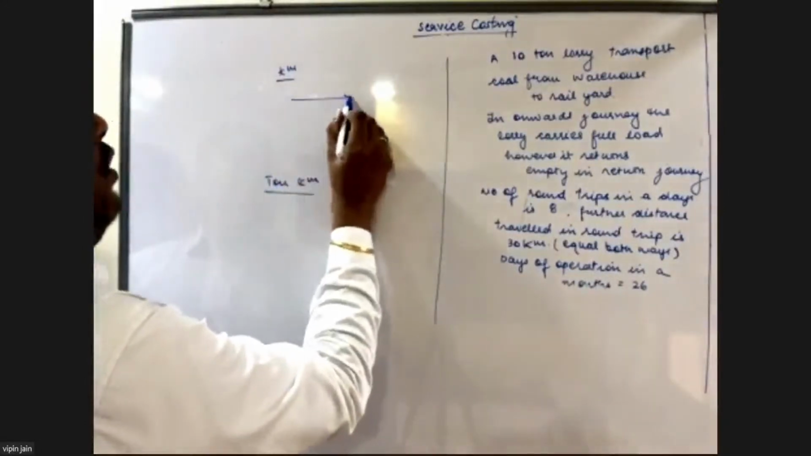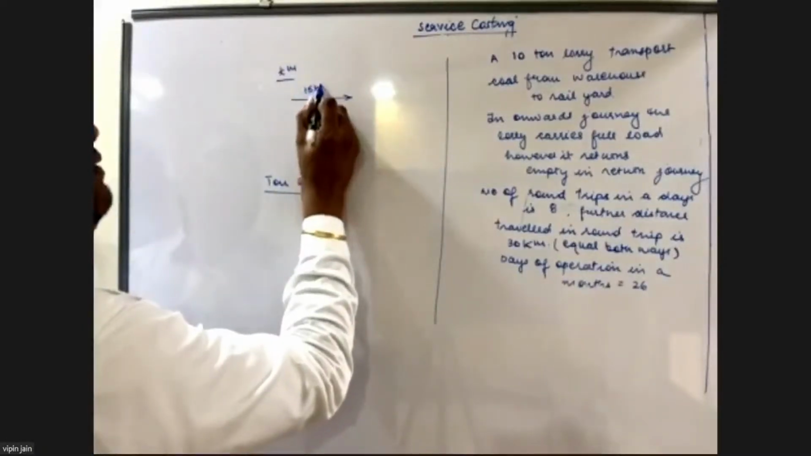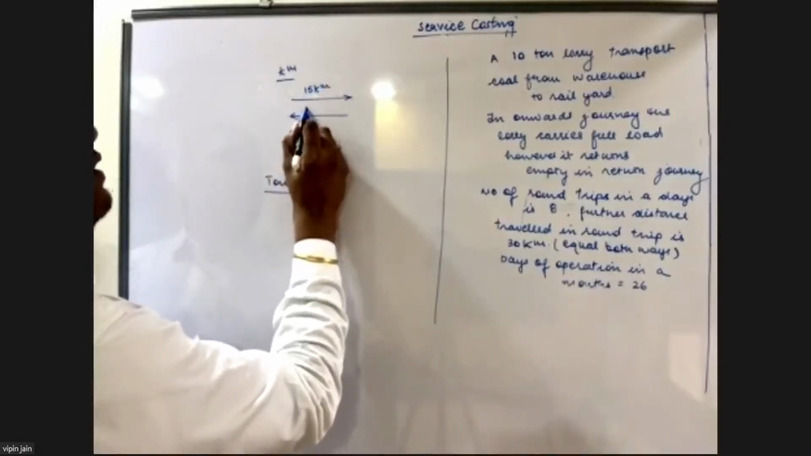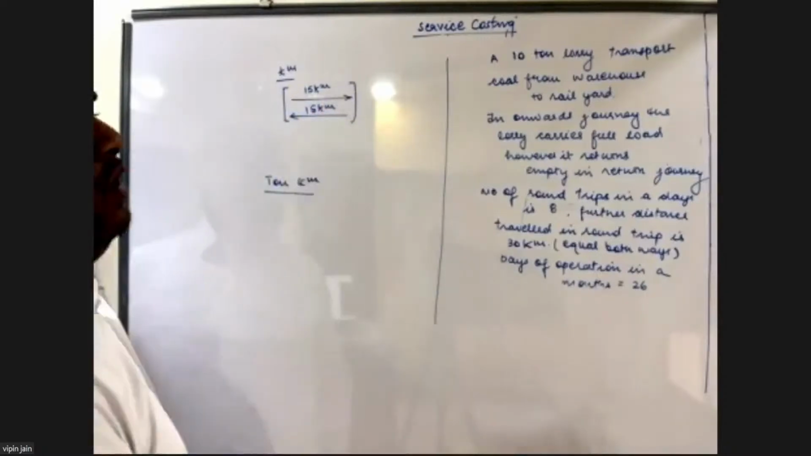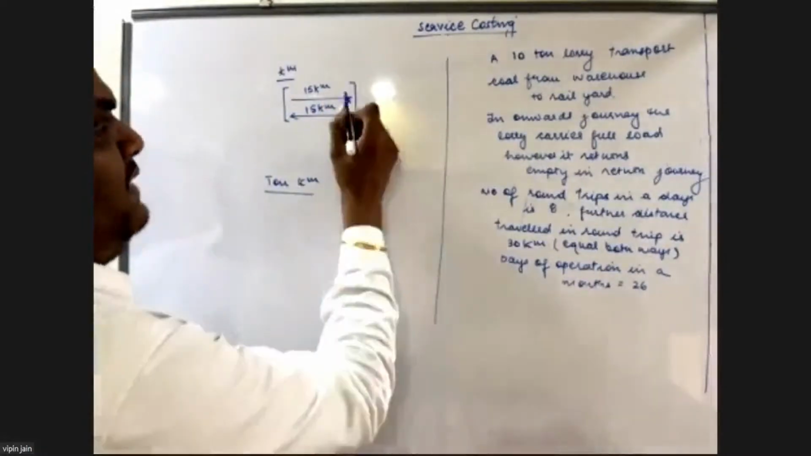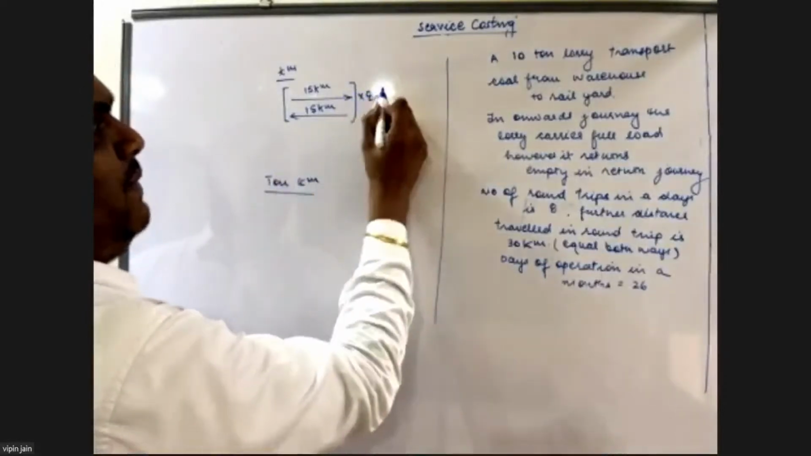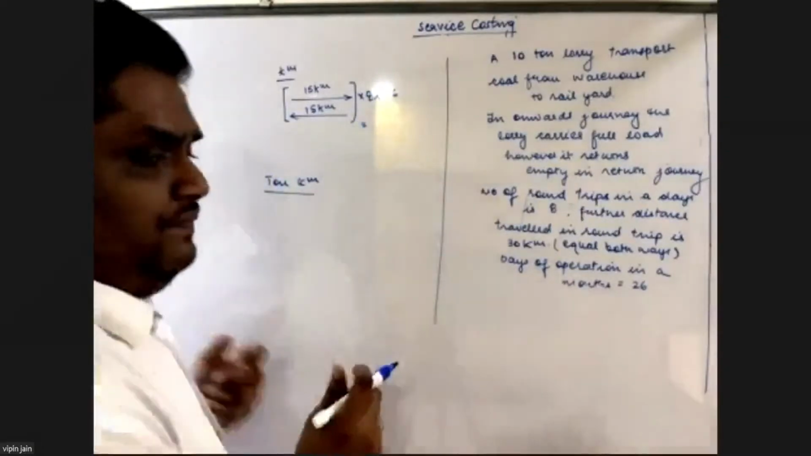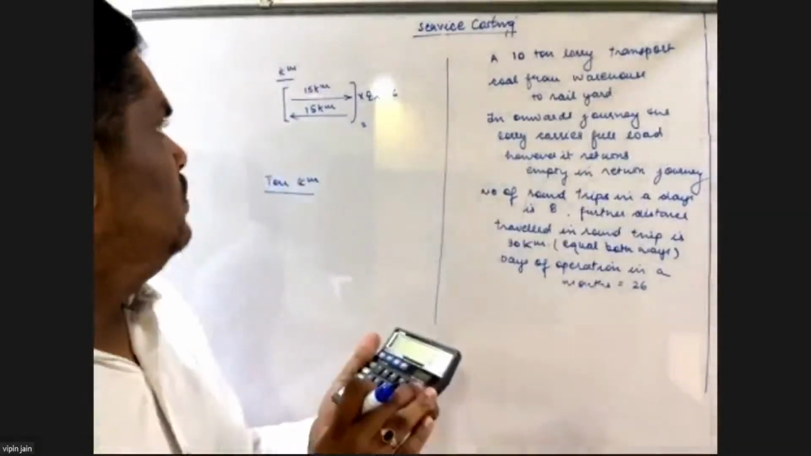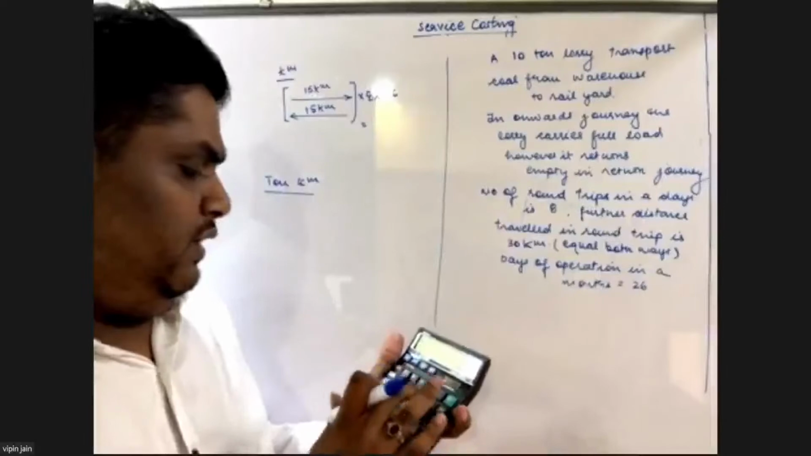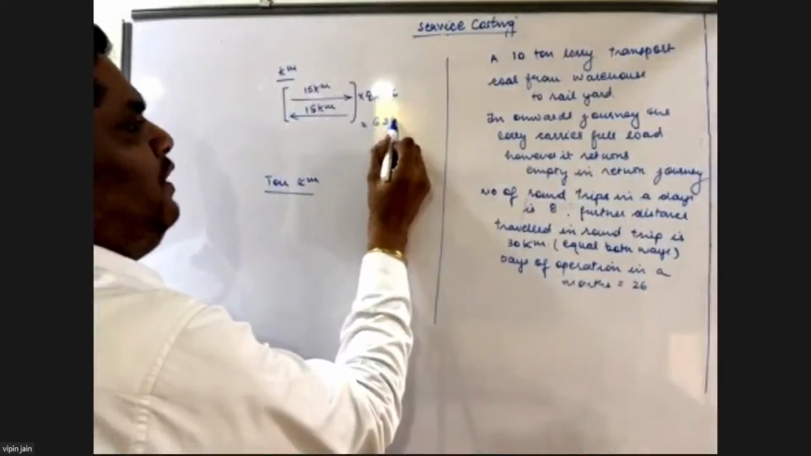So let me calculate the distance. When talking about the onward journey, the distance is 15 kilometers. And in the return journey also it is 15 kilometers. Total number of round trips in a day is 8 and 26 days in a month. So 30 into 8 into 26. So 6240 is the correct answer in respect of kilometers.